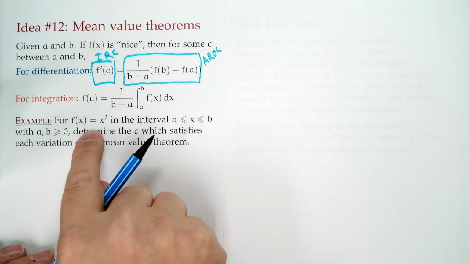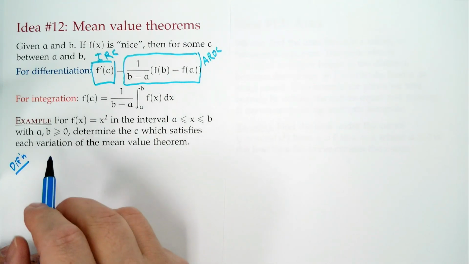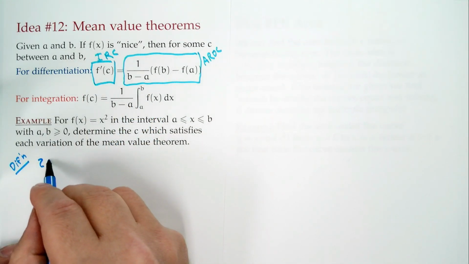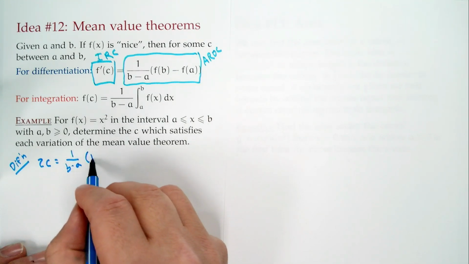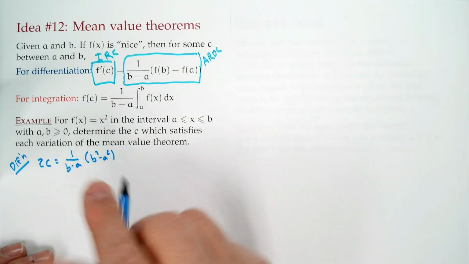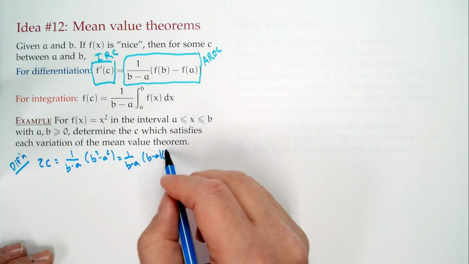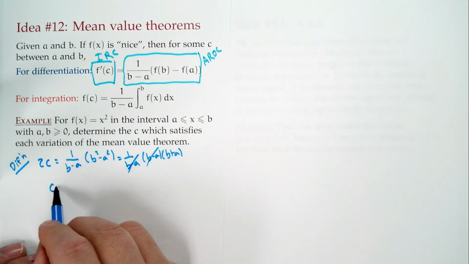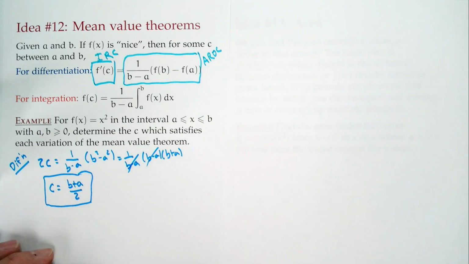So the derivative f prime, so this is our differentiation. What do we get? Well, we get f prime of x is 2x, so f prime of c, 2c, would be equal to 1 over b minus a times b squared minus a squared. Well, b squared minus a squared, that would be the same as b minus a times b plus a. You get cancellation, and therefore your c would be b plus a over 2. So that's your c for the mean value theorem when it comes to differentiation.